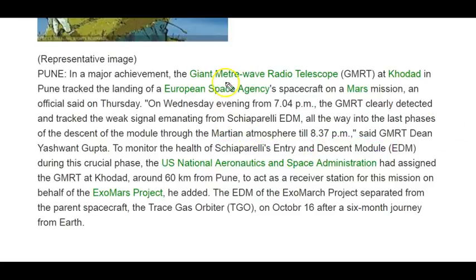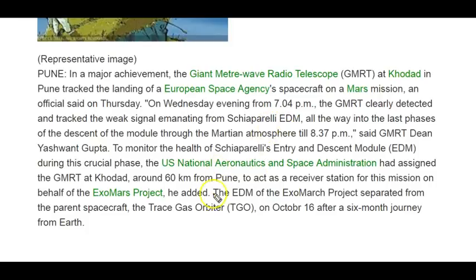The European Space Agency has assigned the task of getting the communication from the Schiaparelli Entry and Descent Module to the Giant Meter Wave Radio Telescope that is located at Khodad in Pune, for tracking the spacecraft to Mars. The purpose of the ExoMars project is to land the spacecraft safely on the Martian surface.